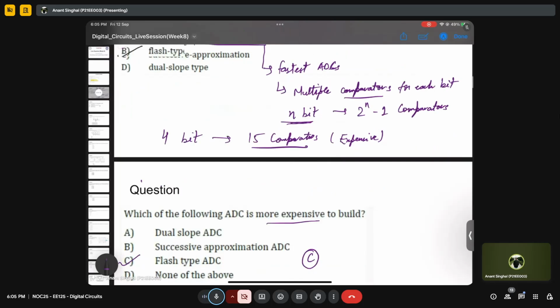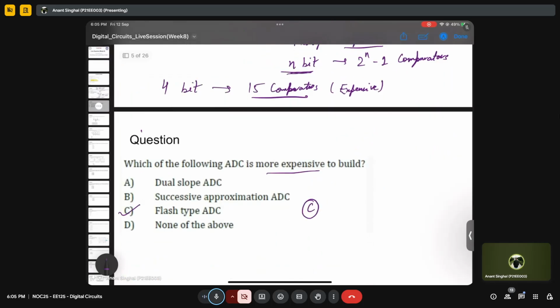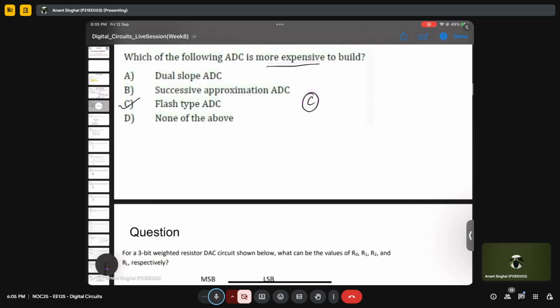I hope this is, I mean, this is the basic thing only, so it should be clear. So let's go towards some of the questions for both ADCs and DACs.